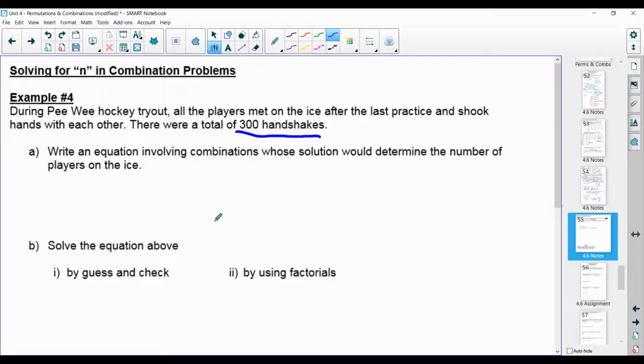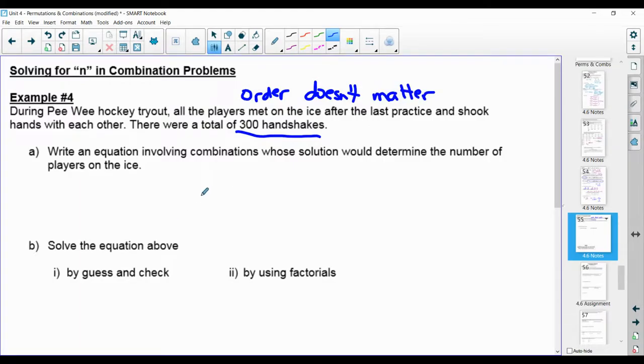So we want to figure out an equation for how to do that. Well, first of all, we have to ask ourselves, does order matter or not? I know that the whole topic's on combinations, so we already know it's combinations. But if this was just a random word problem, you have to ask that question. If I'm shaking somebody's hand, it doesn't matter whether I shake their hand or they shake my hand. We're still both shaking hands. So order does not matter in this situation. And if order doesn't matter, then that means we're doing combinations.